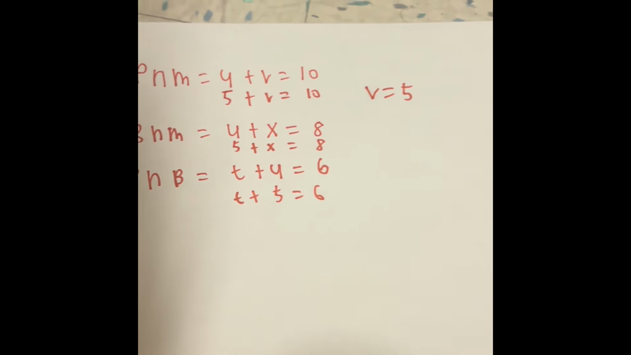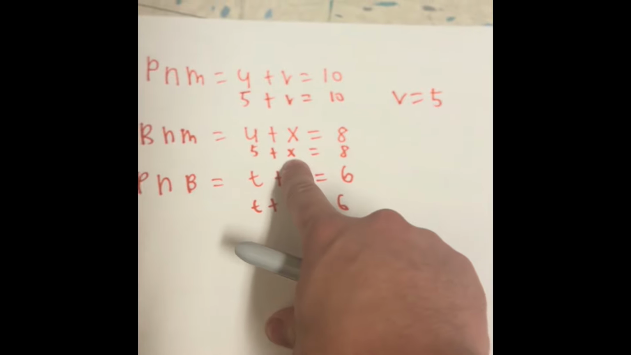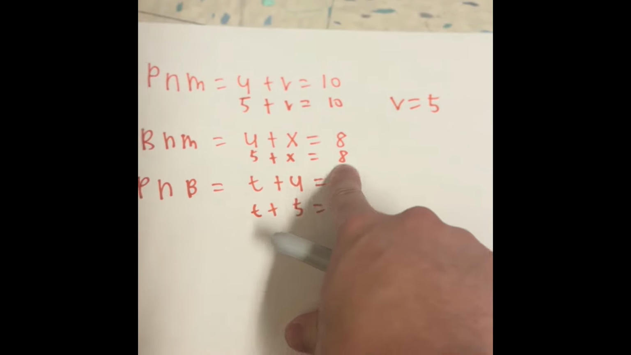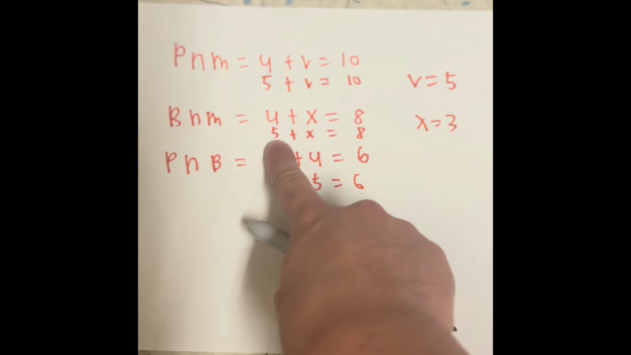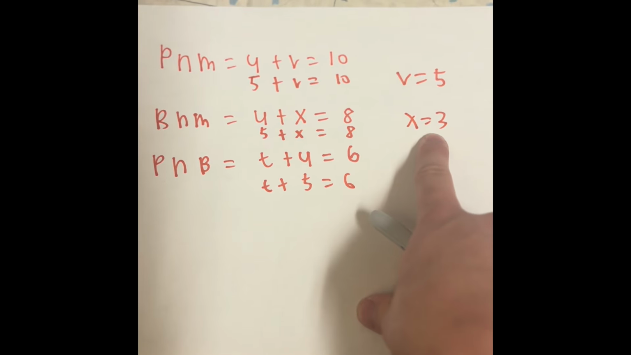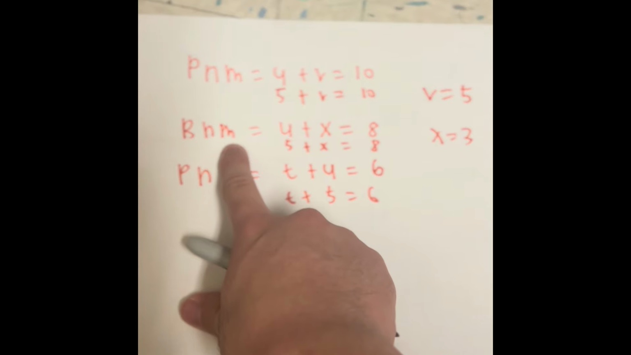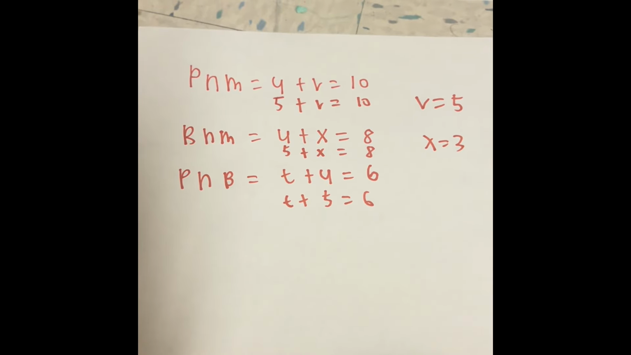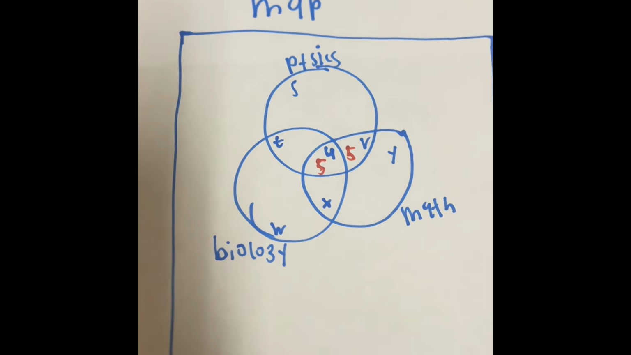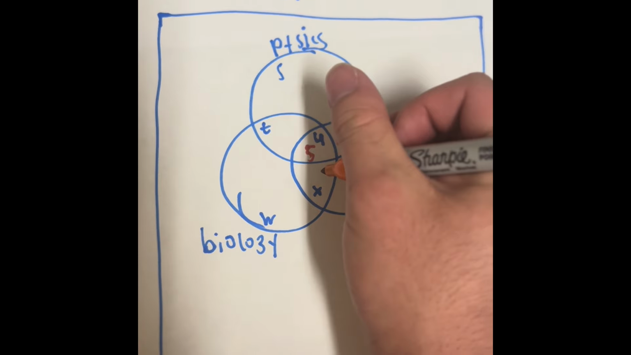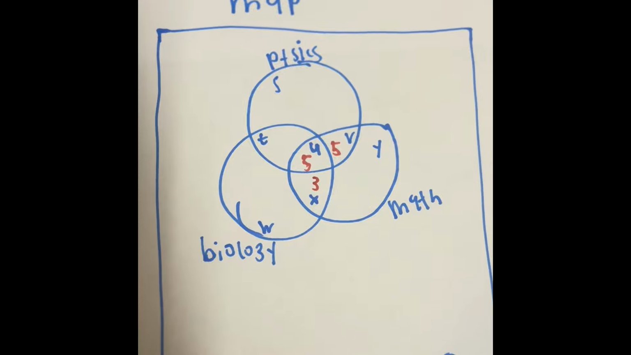If we take a look at the second part, 5 plus x equals 8, what is x? 5 plus 3 equals 8. So our x equals 3. So out of the 5 that took all of the subjects, 3 of them are the only people that took biology and math. And we get to also shade in U and X. So here's U and here's X. So 3 people only took biology and mathematics.